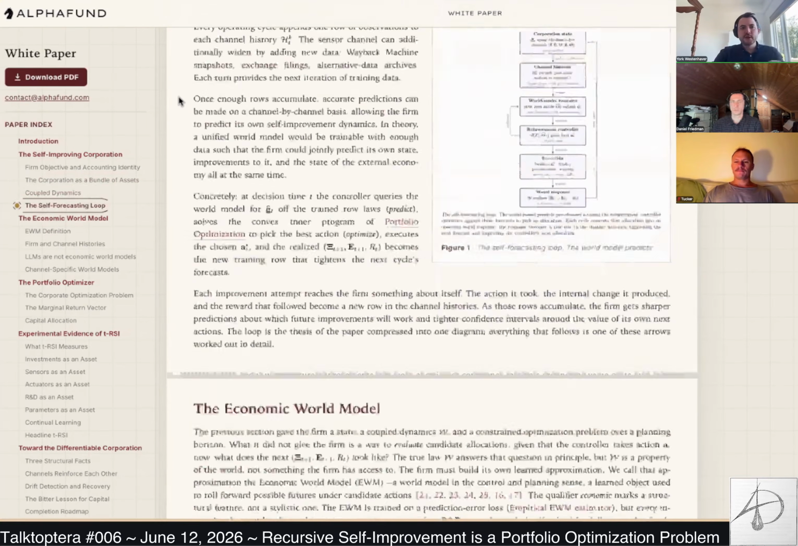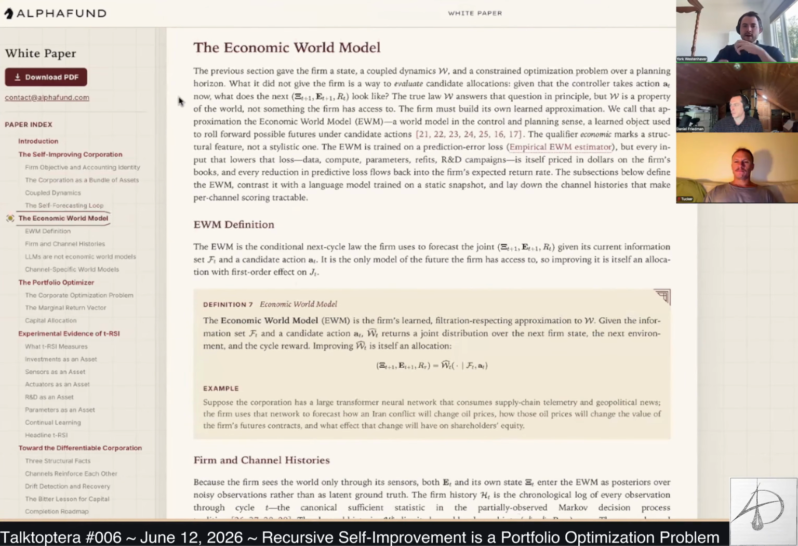But basically, we're going to go back to the self-forecasting loop. The central object that resides inside the neural network is this economic world model. And this is a joint transition function approximation of: in this state, given a certain action, what is the next state? So it's this ability for you to predict, as a function of you doing a trade or an R&D investment, what the state of the corporation is going to look like next, and what the state of the environment outside of the corporation is going to look like next.